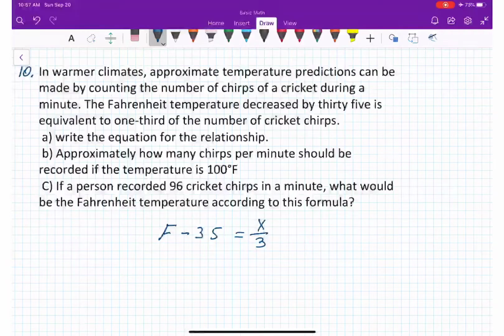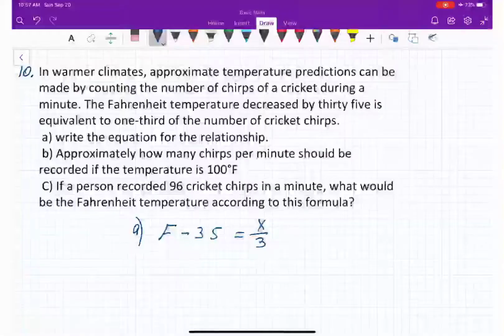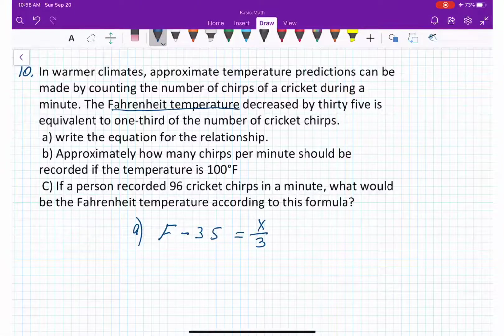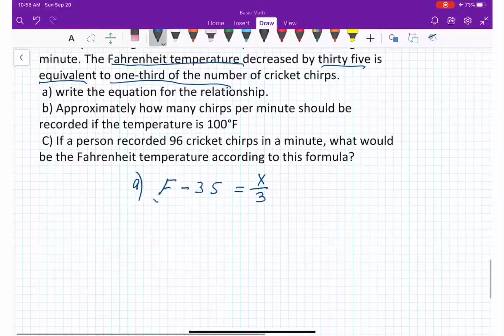Okay, write the equation of the relationship. There we go, we have it already. So one more time, the Fahrenheit temperature, here is F, decreased by 35, is equivalent, equal sign, 1/3 of number, x over 3. That's A. Okay, moving to B.